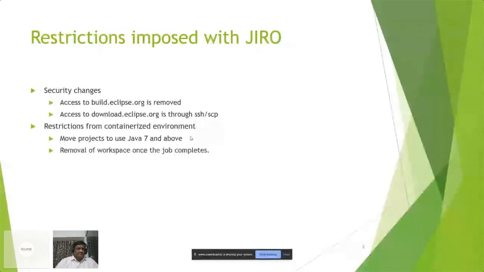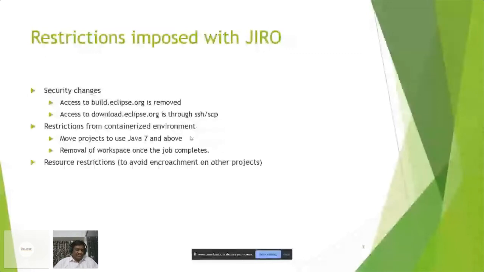Then another feature we used to use pretty heavily: once the job is completed, the workspace used to be retained. So we used to access artifacts from the workspace directly from subsequent jobs. This is not possible anymore because the workspace is created in the specific pod where the job ran. Once the job is completed, the pod gets destroyed, and along with that, the workspace also gets destroyed. So you don't have that access now. So we have to rework our job architecture as well.